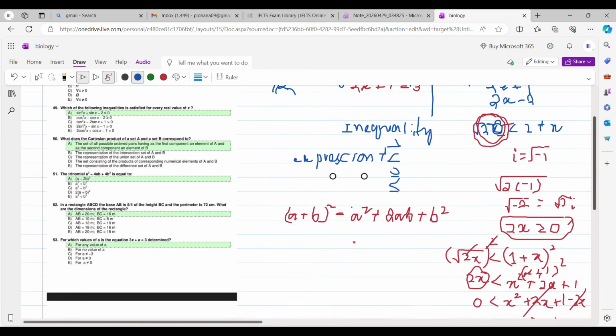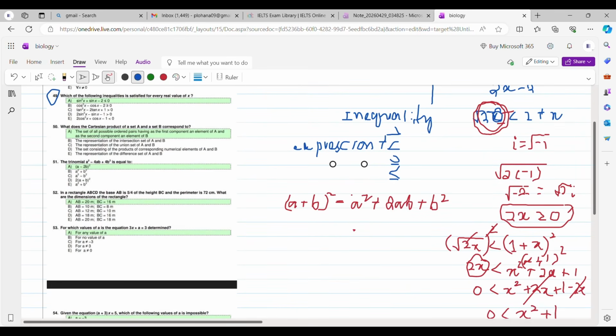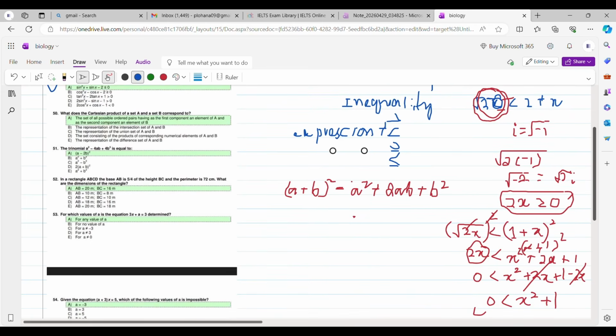Let's move towards another question, which is 49. Which of the following inequalities is satisfied for every real value of x? We need to identify the true inequality that is satisfied for all the values of x. I mean, whatever value of x we put, it satisfies that inequality. Let's start with option A. It says sine square x plus sine x minus 2 is less than or equal to 0.